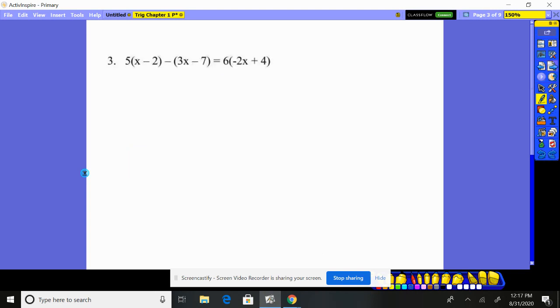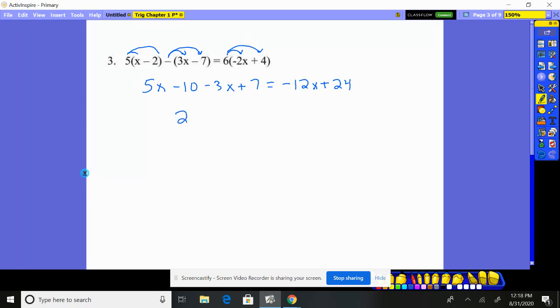All right, let's look at problem 3. I'm going to distribute through here the 5. Then we'll distribute the negative sign through, and then distribute the 6 through. So 5 through is 5x. 5 times the 2 is 10. Distribute the negative sign. That 3x will turn to negative 3x. The minus 7 will turn to positive 7. 6 distributed through, negative 12x. 6 times 4, 24. Now I'm going to clean up the left before I start moving anything.